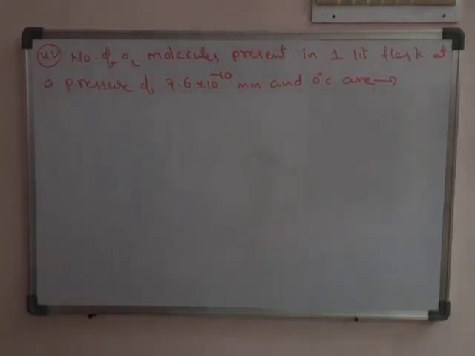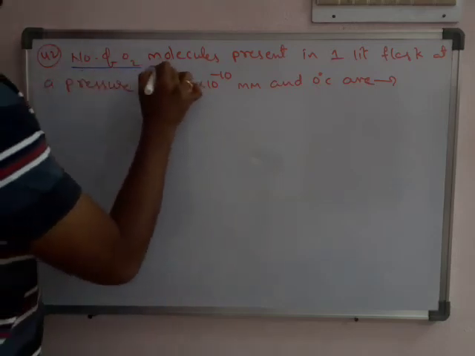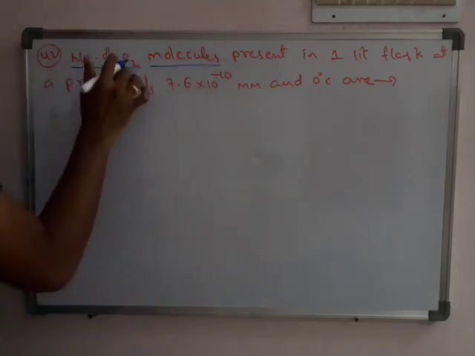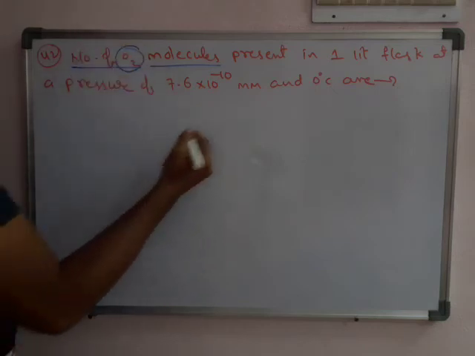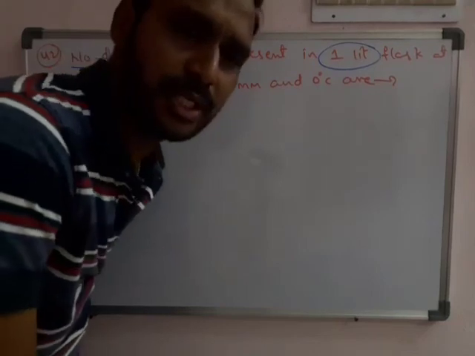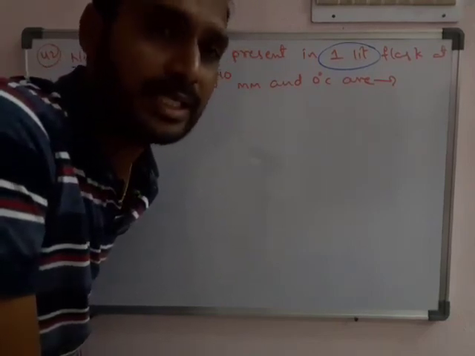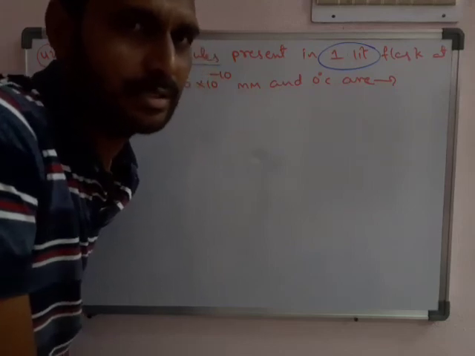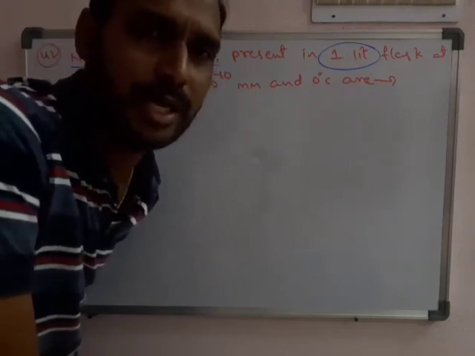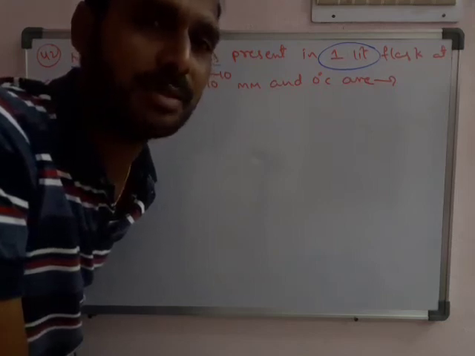So this mode is totally different from others. The question is the number of O2 molecules, not the number of moles, present in a 1 liter flask. Normally we take 22.4 liters equal to Avogadro number, but here STP conditions are not given. Even if conditions are not given, we take it as STP, but here other conditions are mentioned separately.